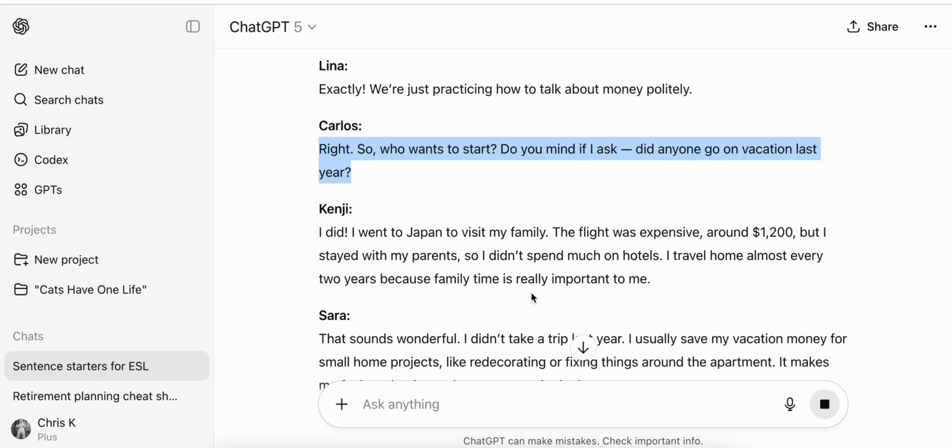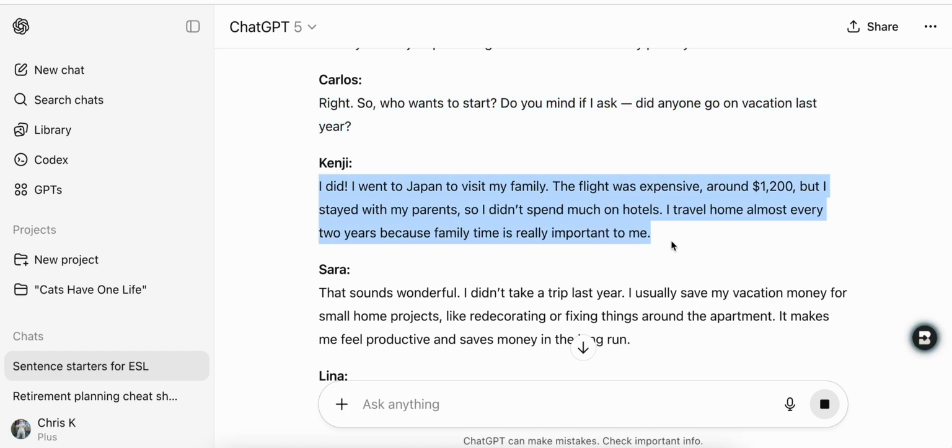Did anyone go on vacation last year? I did. I went to Japan to visit my family. The flight was expensive, around $1,200, but I stayed with my parents, so I didn't spend much on hotels. I travel home almost every 2 years because family time is really important to me.